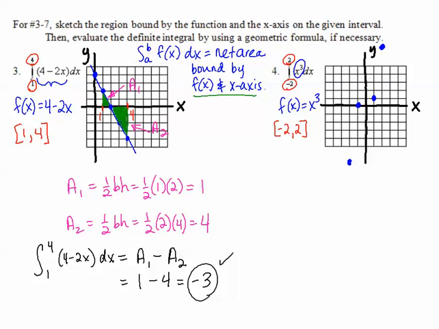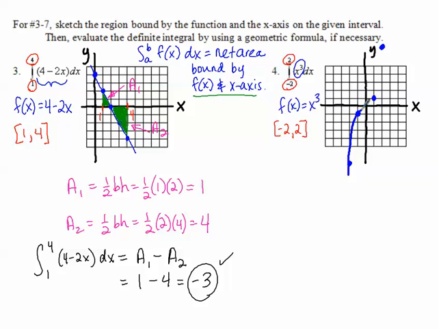And connect. Oh, I did not put it at negative 1, did I? I put it at negative 1, 0. Let's try that again. And there we go. That's going to make more sense.